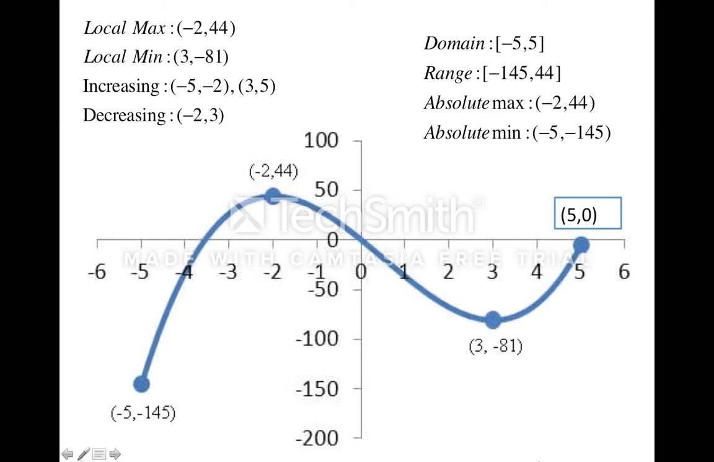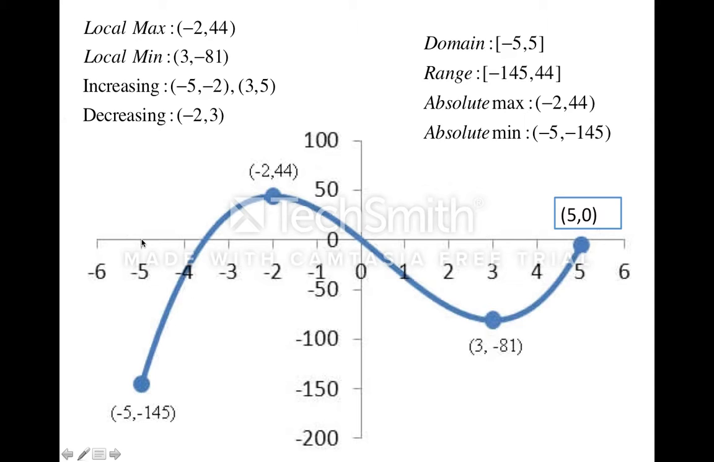This function is bounded. It has a beginning and it has an end. So where does it start increasing? It starts increasing at -5 and stops increasing at -2. Increasing and decreasing always have rounded brackets because right at the endpoint or right at the local max, it's stationary. Nothing's happening. In between -2 and 3, in this interval here, I'm going to specify x values, it's decreasing. And then from 3 to 5 on the x scale, it's increasing.